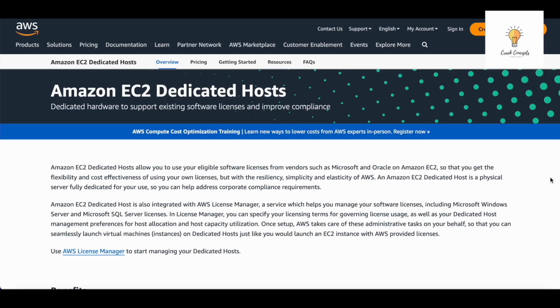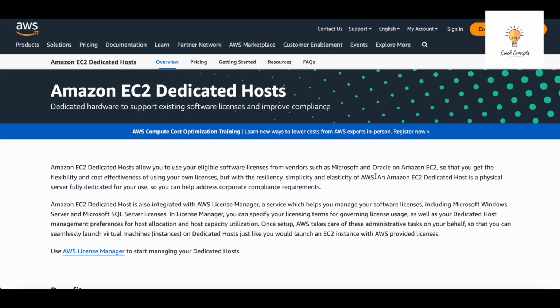The fourth type is Amazon EC2 Dedicated Host. Amazon EC2 Dedicated Hosts allow you to use your eligible software licenses from vendors such as Microsoft and Oracle on Amazon EC2 so that you get the flexibility and cost effectiveness of using your own licenses, but also the simplicity and elasticity of AWS. Basically, whenever you want to use your own licenses, you can use dedicated hosts.